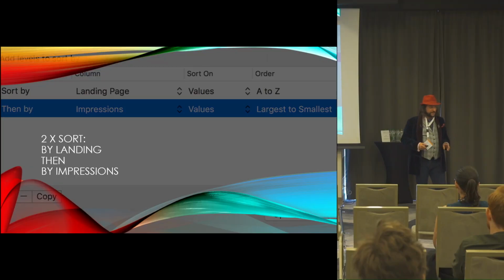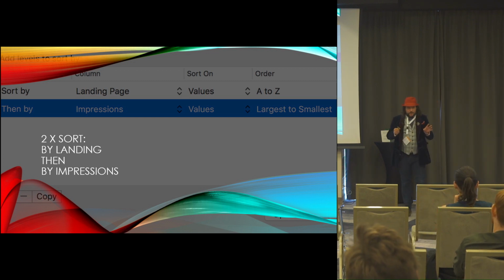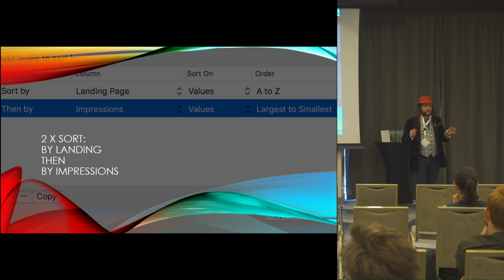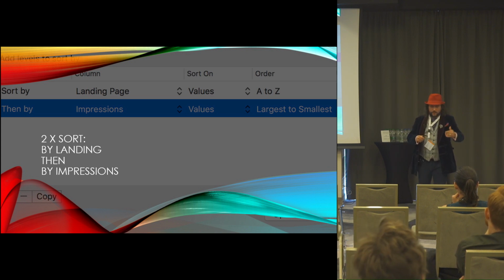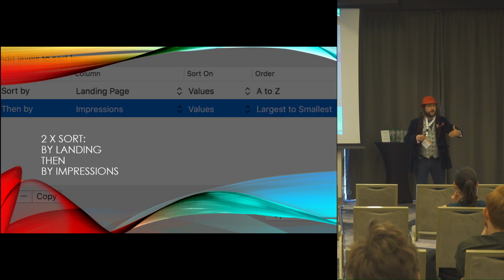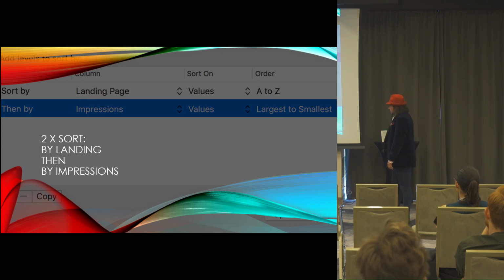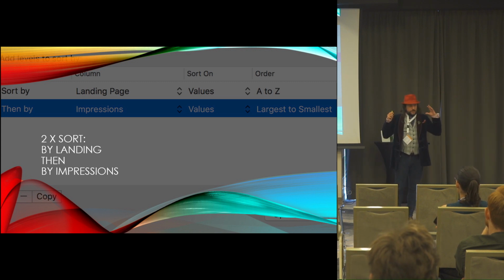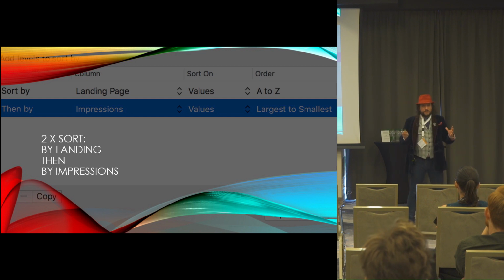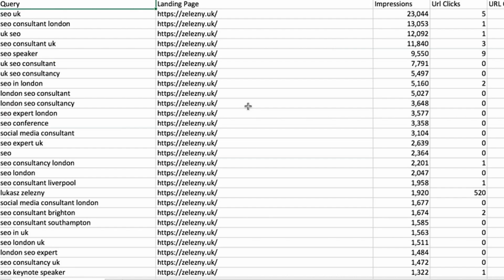Excel, who knows Excel? Raise your hand. No, I'm joking. In Excel, there is a very fundamental function, which is sort, then by. So now we're sorting this first by landing page alphabetically from A to Z, and then immediately by impressions or clicks. In this example, I will be sorting by impressions. And thanks to that, I will have this spreadsheet really in order. And this is how it looks.